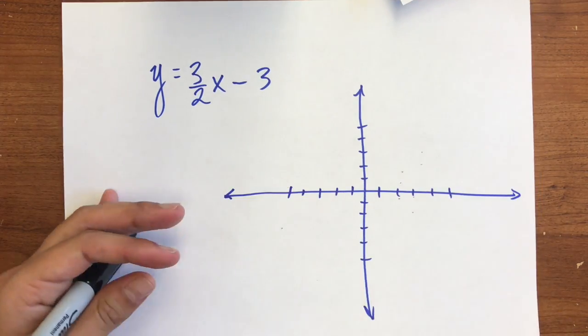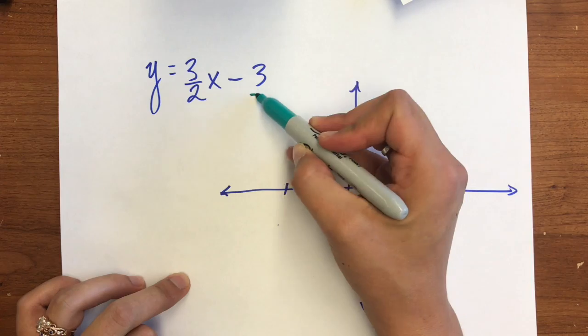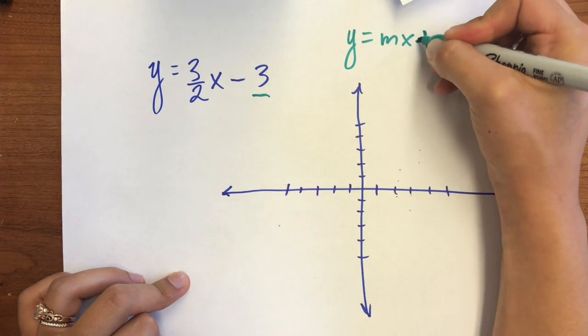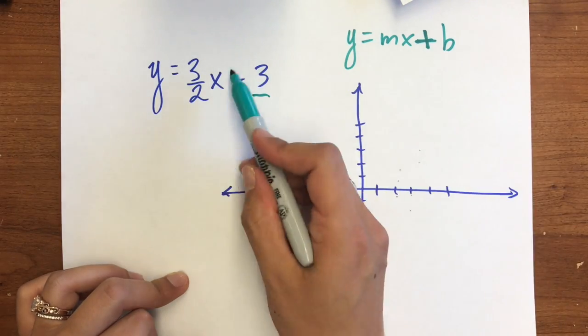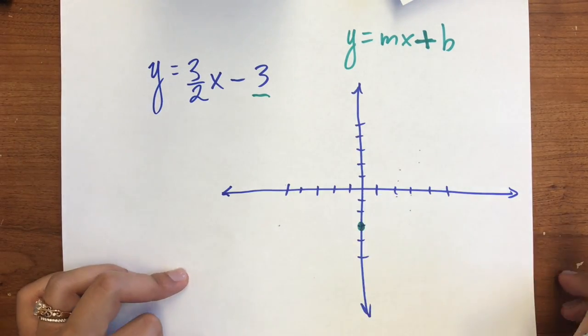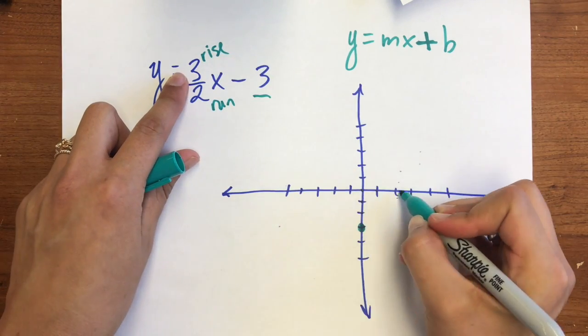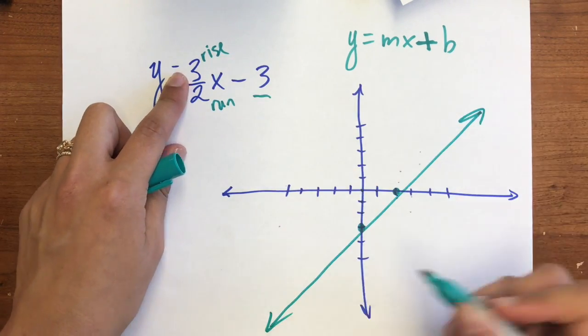Okay, so we know that the standard form for the line is y equals mx plus b, right? So anytime we see like minus 3 or something like that, then I know I'm going to go 3 down on the y-axis, right, to negative 3. And then we have 3/2, so rise over run. So I go up 3 and then over 2. And there I have it, my final line.